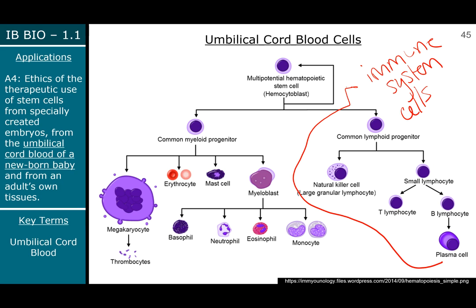These guys are also immune system cells. And these guys, this is a blood cell, red blood cell, erythrocyte, same thing. Mast cell, yeah, these are mostly immune cells. So your umbilical cord blood cells are used mostly for recovering your immune system.